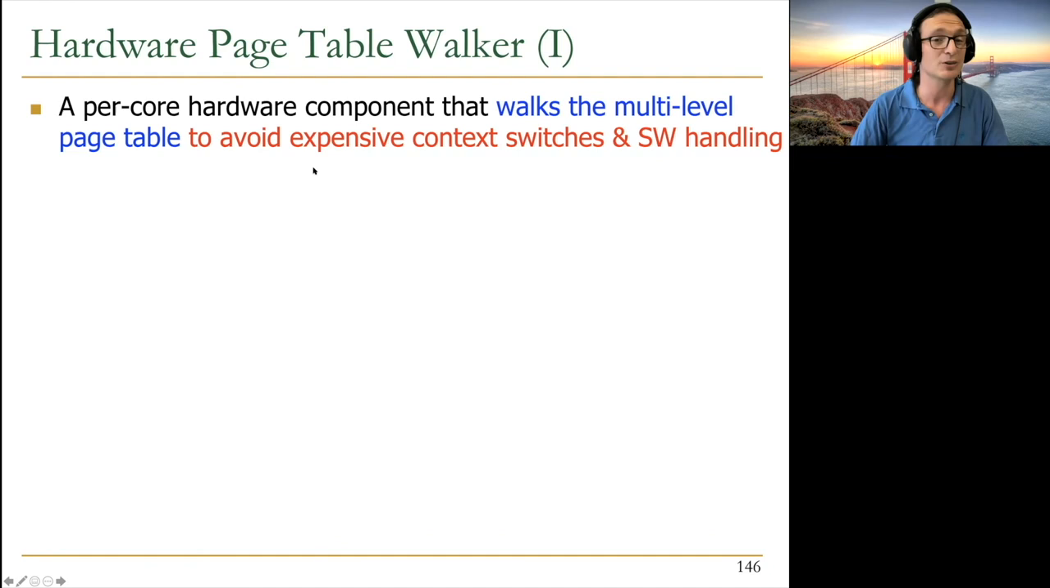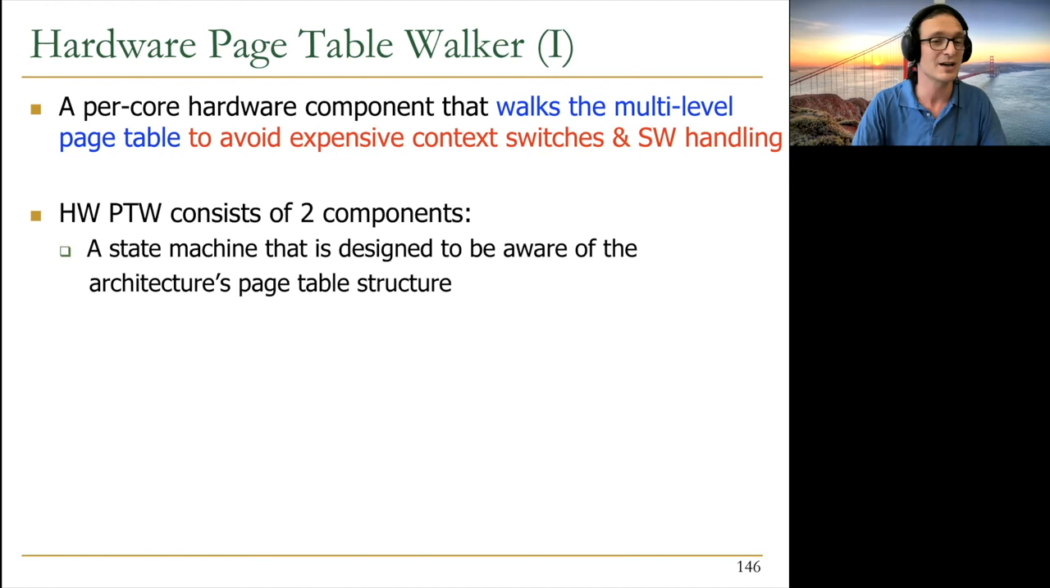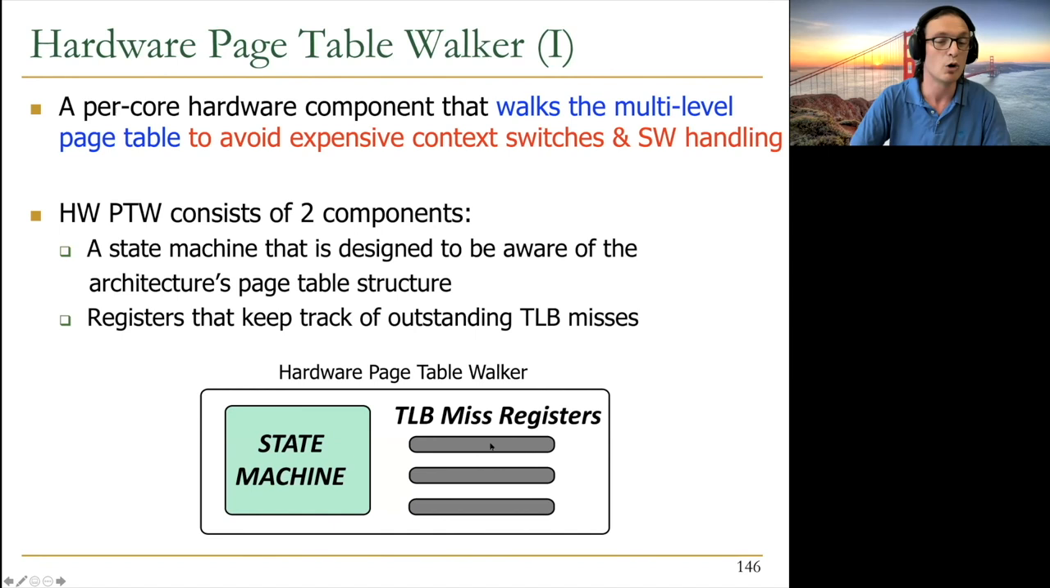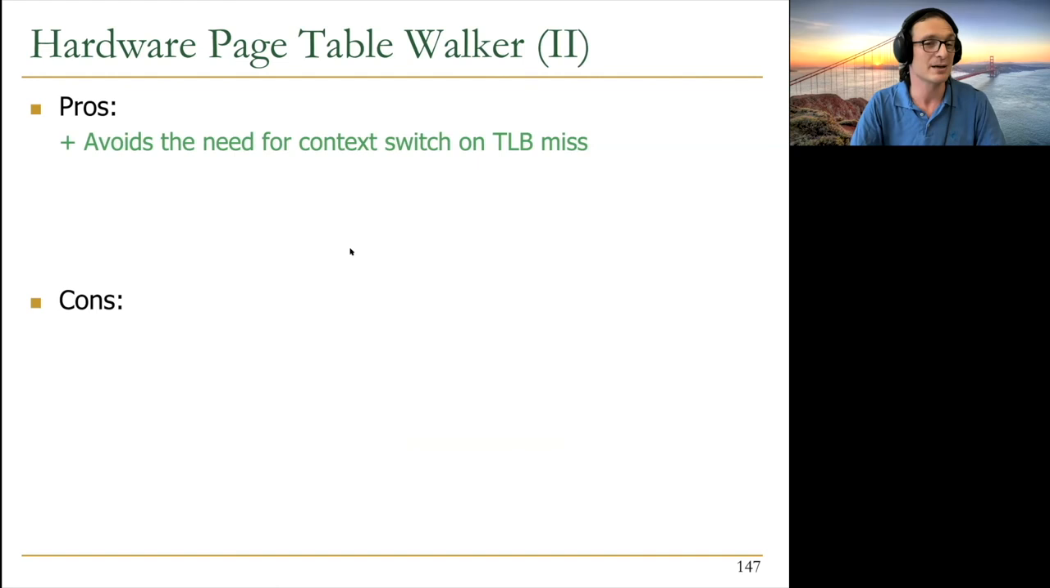It has two components. One is a state machine that is designed to be aware of the architecture's page table structure, and then registers that keep track of outstanding TLB misses. So I'm not going to go into the details of it, but you can imagine how the state machine walks the page table. Of course, we actually saw the slide earlier. This avoids the need for a context switch on a TLB miss.